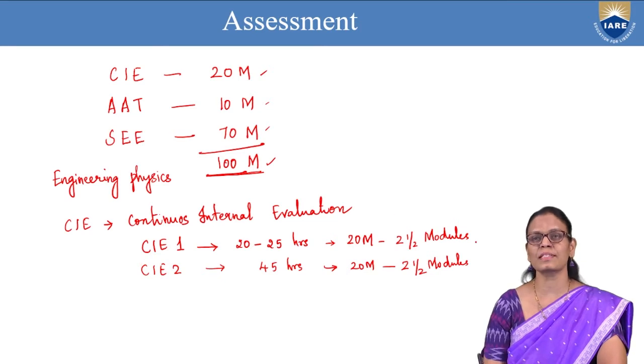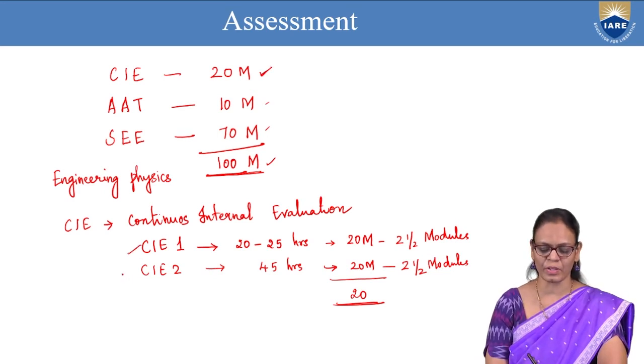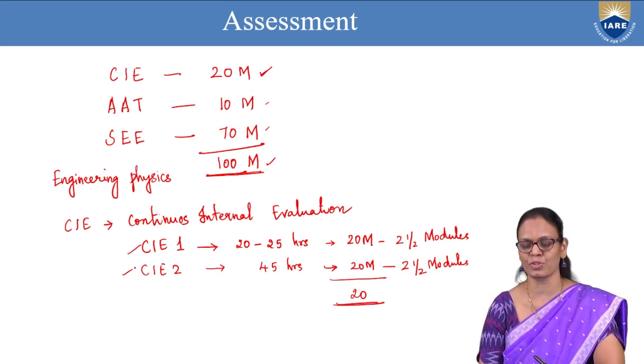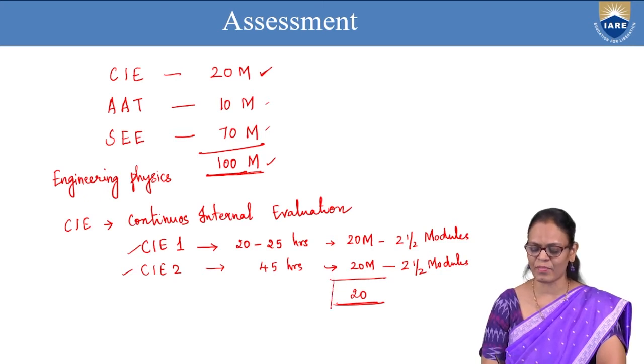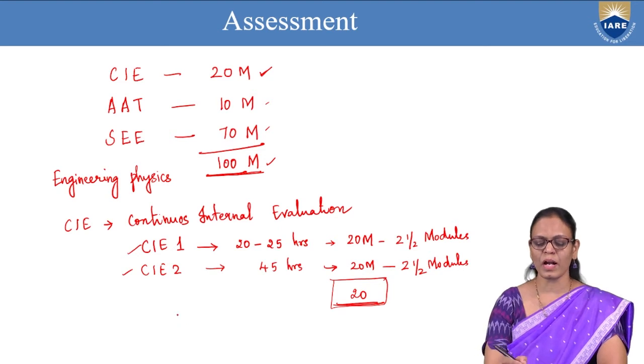This is how the CIE is conducted, and the average of these 2 marks we will take for the final CIE. So these 20 marks will come from the average of CIE 1 and CIE 2. Both the CIEs are very important, and now you understand how it is divided. Now come to the AAT.